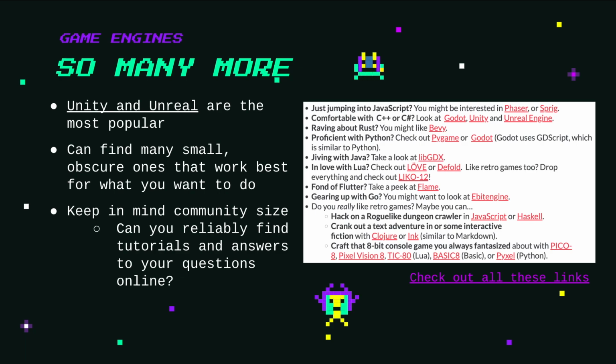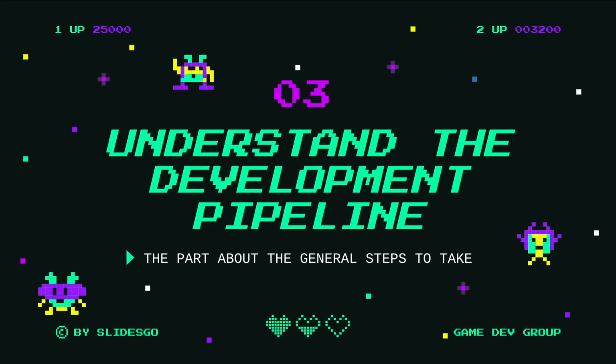And then another thing to keep in mind, especially for game engines, is the community size, because essentially it comes down to, can you find tutorials and can you find answers to your questions online? Because if you pick something super obscure or really small, you might have a question that you just can't find answers to. So that's one benefit to using one of the game engines that I highlighted, right? So I think, yeah, that's it for the game engines section.